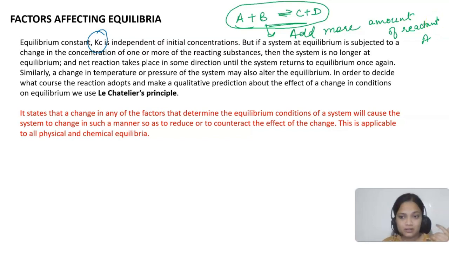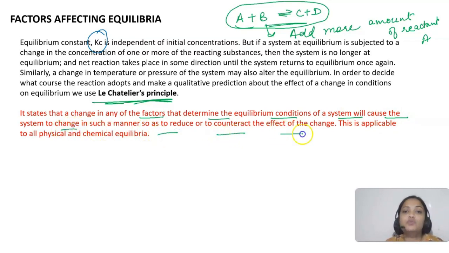Now I told you something will happen, like the reaction will proceed. To discuss what will happen, we have Le-Chatelier's principle. If we change any concentration, temperature or pressure, how will the system react to that change to achieve equilibrium? That is our question. Le-Chatelier's principle states that a change in any of the factors that determine the equilibrium conditions of a system will cause the system to change in such a manner so as to reduce or counteract the effect of the change. Now what does that mean? Let's try to understand it.